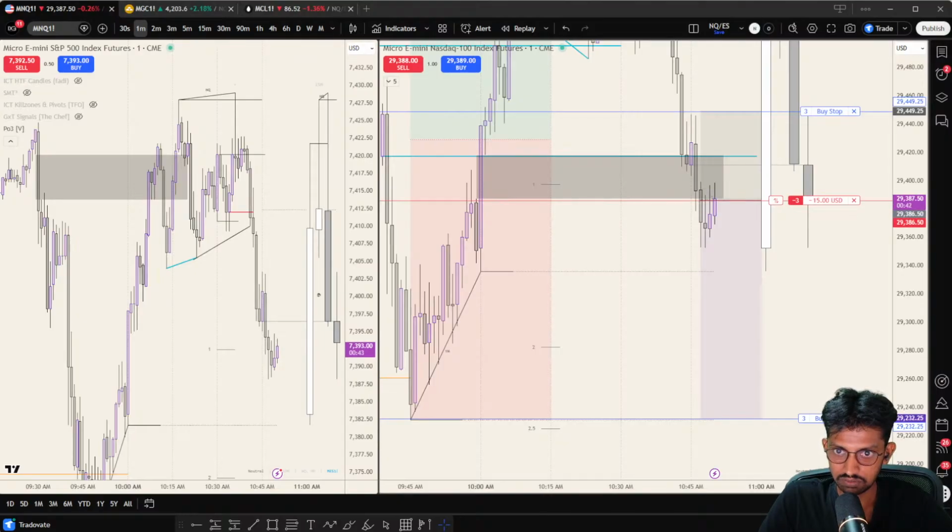We inverted that fair value gap. We do have a low resistance liquidity down there. Everything is looking perfect. Now we should push lower. Hopefully, come on and give me hell now. Don't do this.